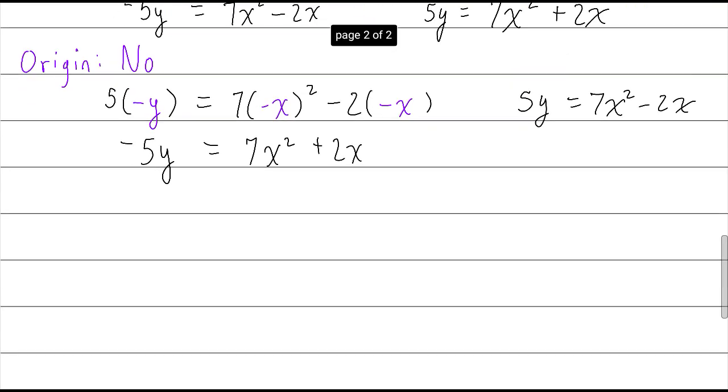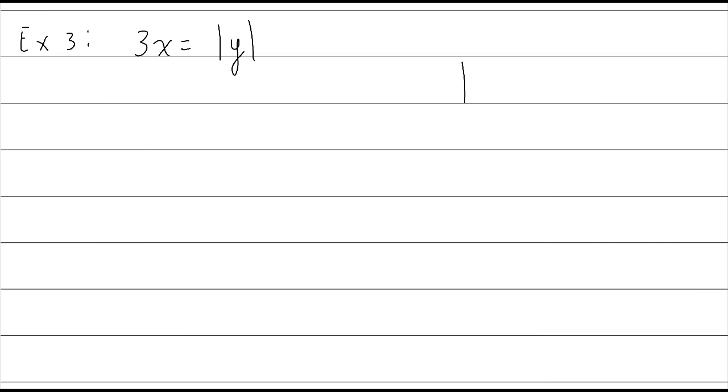All right, I want to do one more example like this. Let's see, do we have room here? Yeah, we do. Example 3. 3x equals the absolute value of y. Okay, remember what that means. Absolute value of a number is always going to be positive. So absolute value of negative 2 equals a positive 2. Absolute value of positive 2 equals a positive 2. It always gives you a positive. Just a quick reminder about that.